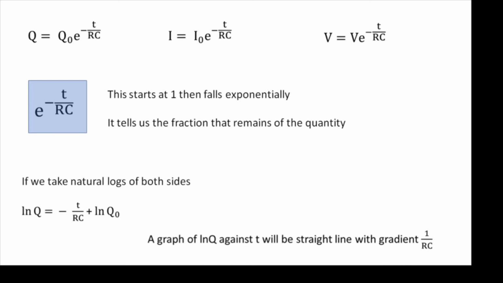Something else you should know: if we take natural logs of both sides of this equation and rearrange it as shown here, we get a y equals mx plus c equation. That means if we plot a graph of ln Q against time, we'll get a straight line, and the gradient of the line will be minus 1 over RC. This is one of the ways you can find an unknown capacitor, is to plot a graph of ln Q against time and find the gradient.